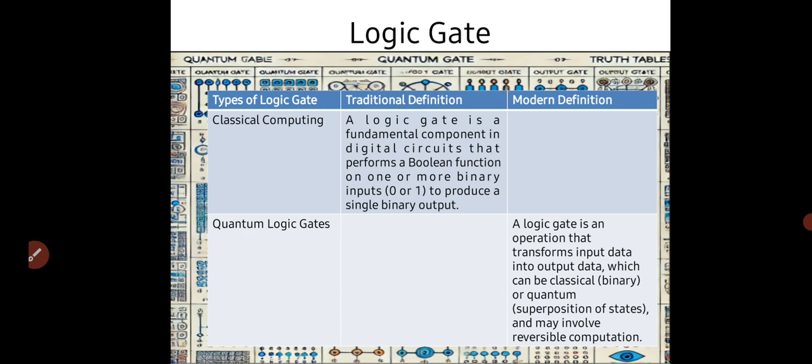When we come to the modern definition, logic gates are based on quantum logic gates. This is how we can define the modern definition: a logic gate is an operation that transforms input data to output data, which is either classical binary, as you know, zeros and ones, or quantum, which is a superposition of states, and may involve reversible computation.